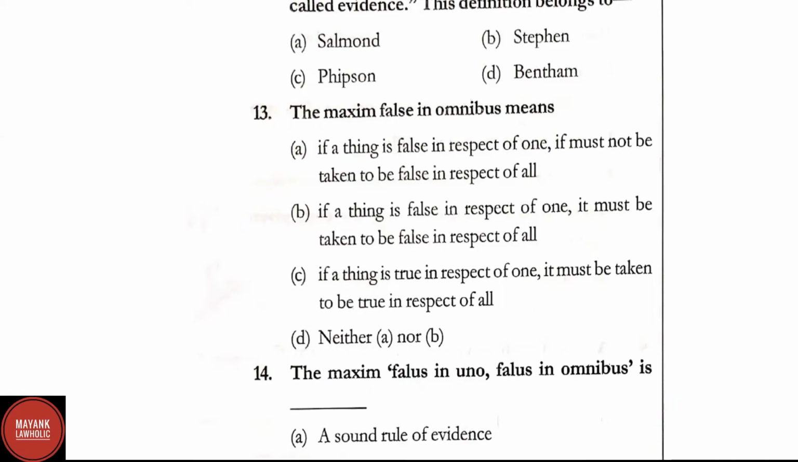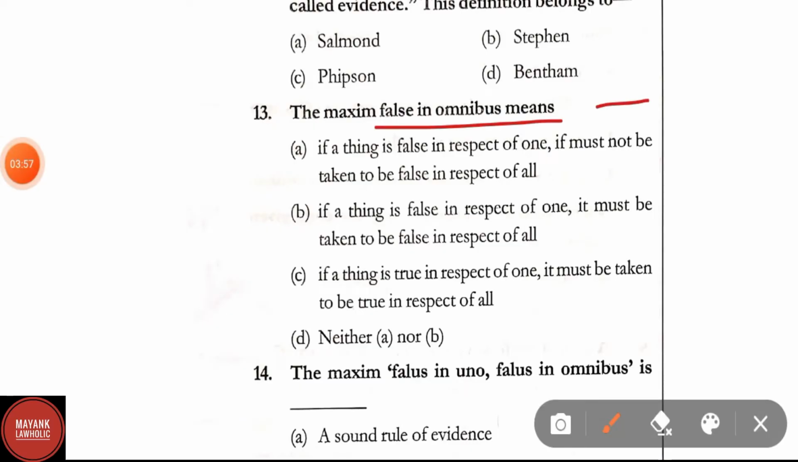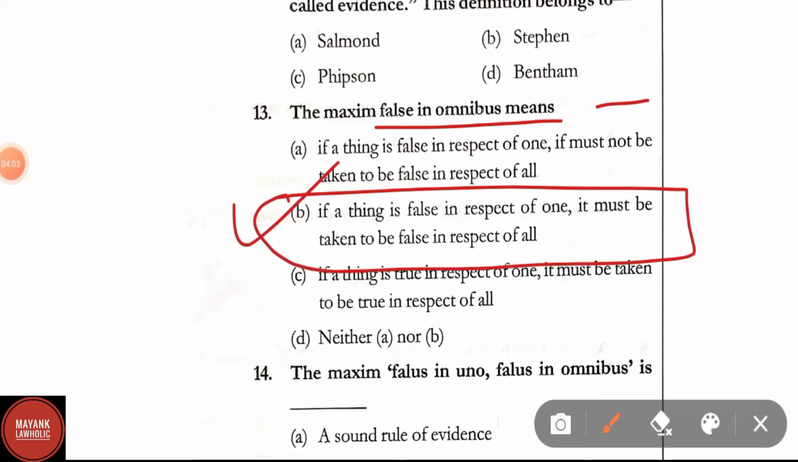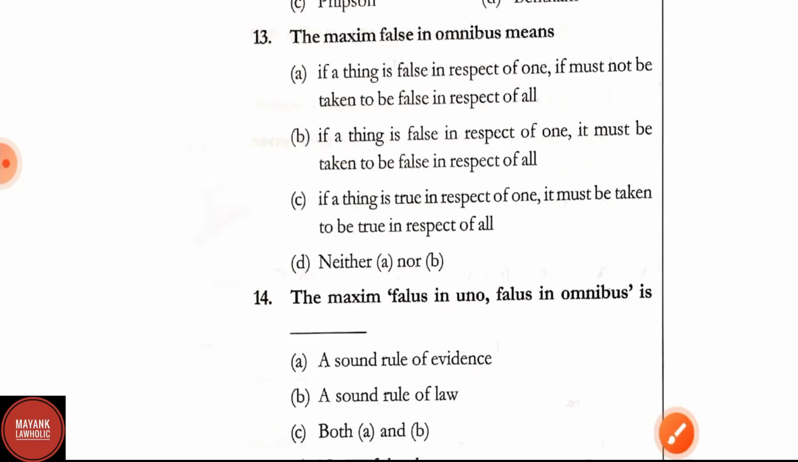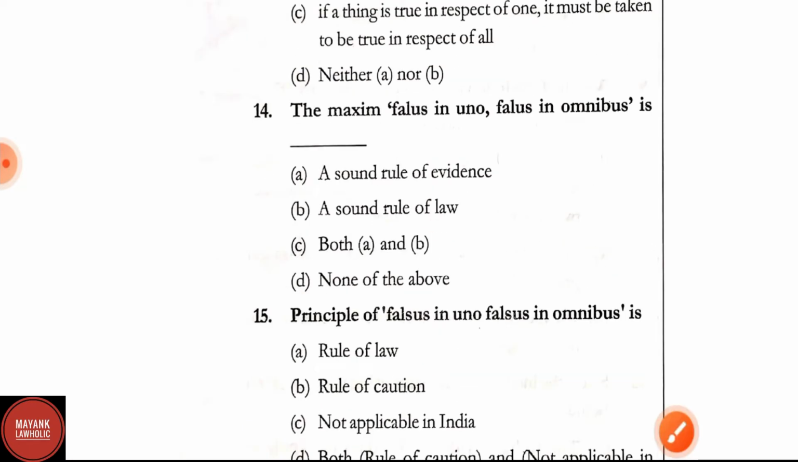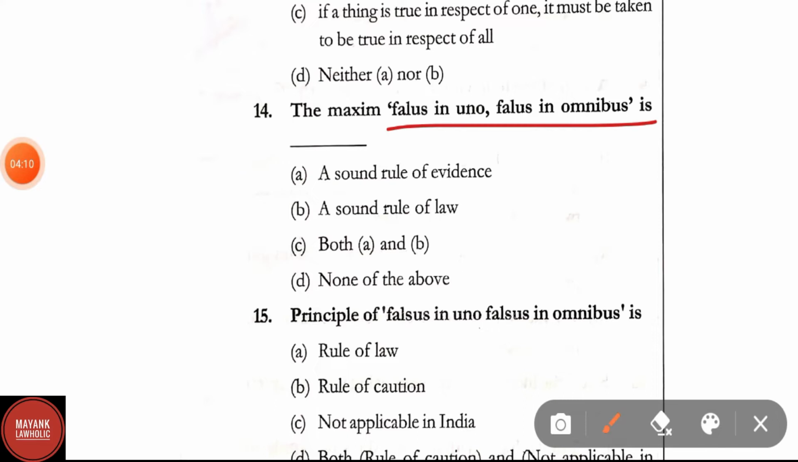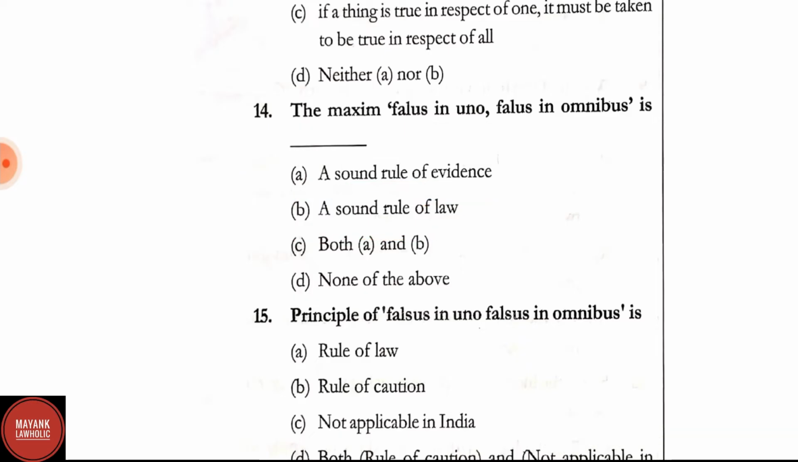Question number 13. The maxim falsus in omnibus means. Correct answer is option B. If a thing is false in respect of one, it must be taken to be false in respect of all. Question number 14. The maxim falsus in uno, falsus in omnibus is option A, a sound rule of evidence, option B, a sound rule of law, option C, both A and B, and option D, none of the above. Here correct answer is option B, that is a sound rule of law.